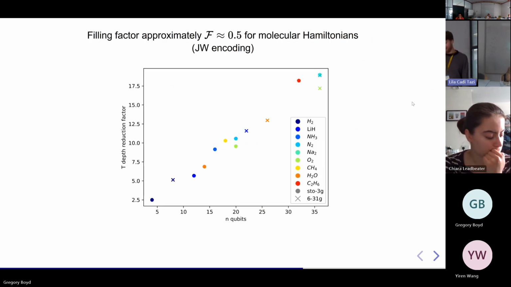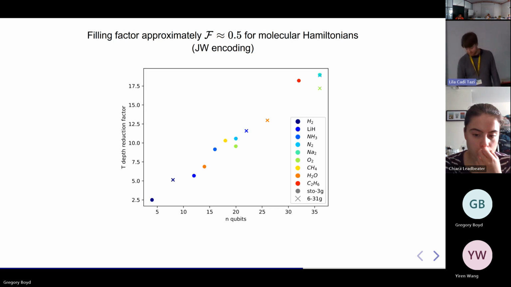So it turns out that for molecular Hamiltonians, or at least for mostly diatomic molecules, in Jordan-Wigner encoding, it's about a half. It seems to be about constant at a half, which is nice. Although this is only up to 36 qubits, so I can only say empirically up to 36 qubits, it seems to be about a half. But this is nice. It means that for the nitrogen molecule up in the top right, you get like an 18 times reduction in T depth by doing this.